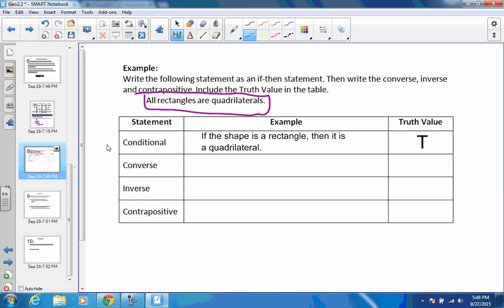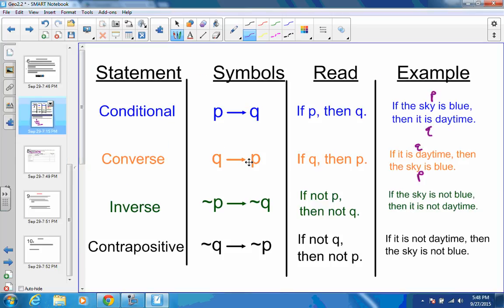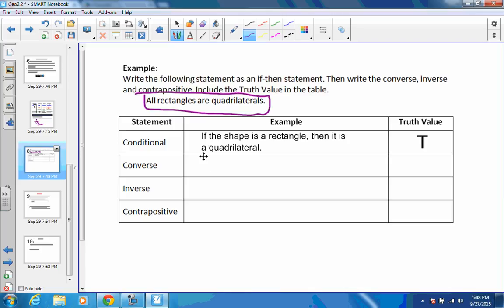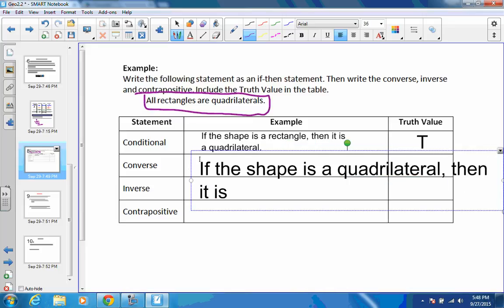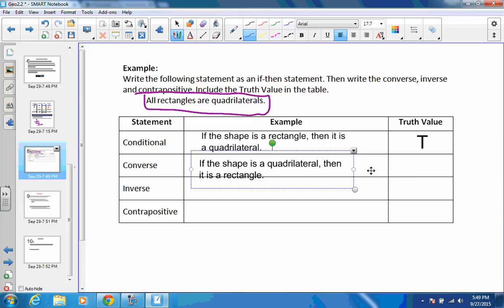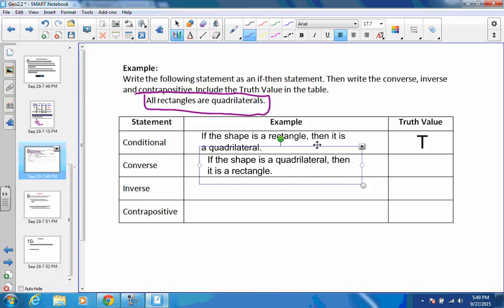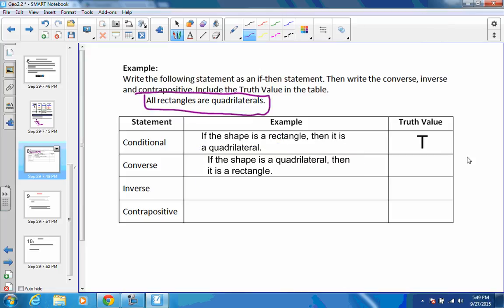Okay? The converse, let's look back. The converse is just flipping them. So going if Q, then P. So say if the shape is a quadrilateral, then it is a rectangle. Okay? Now that's how you write the converse, but I can tell already that's not going to always be true.